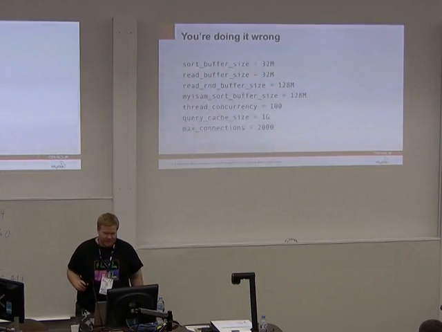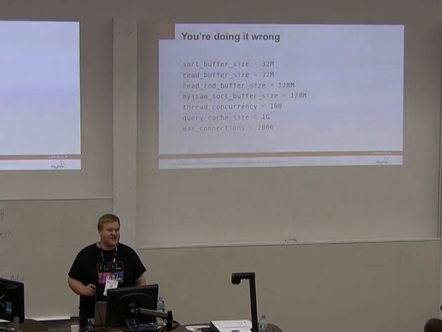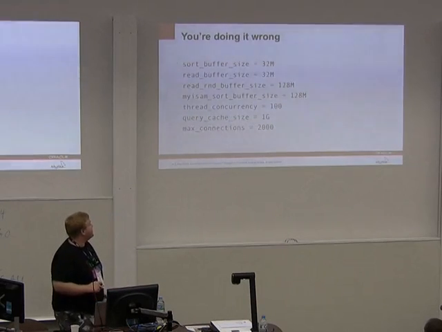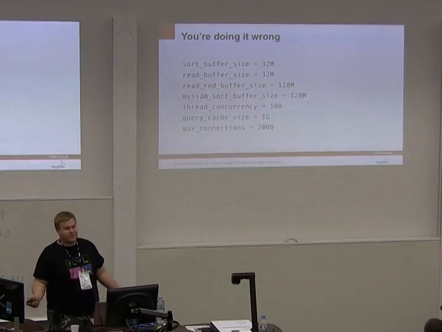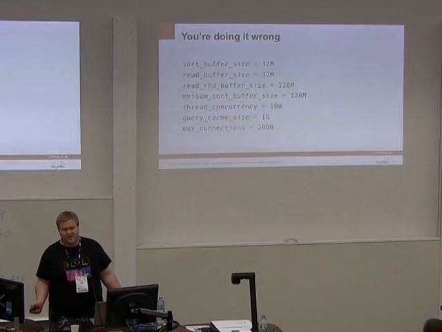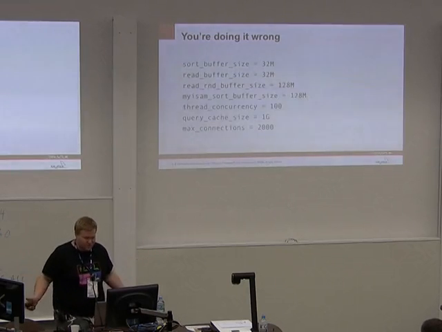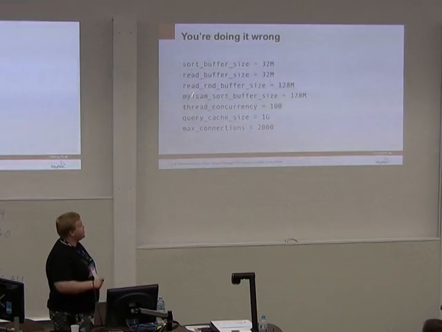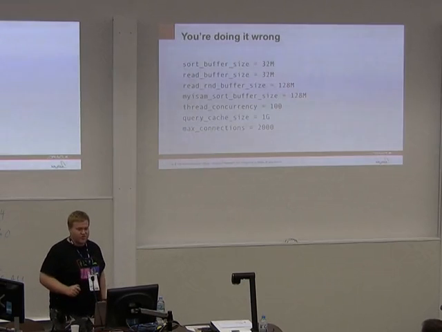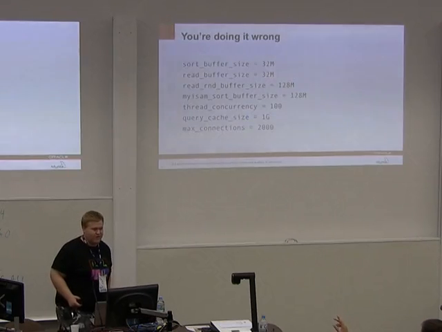This is an example of a configuration file I've seen in the wild. You may not know what any of these numbers mean yet, but the default values for most of these things are in the kilobytes, maybe 128 kilobytes or 256 kilobytes. And they've gone through and thought, well, 32 megabytes sounds good, 128 megabytes must be good, 2,000 maximum connections, what could go wrong? If you see this in your configuration file, there's a good chance that you're probably not doing it right. And now we're going to talk a little bit about what we should set those to.